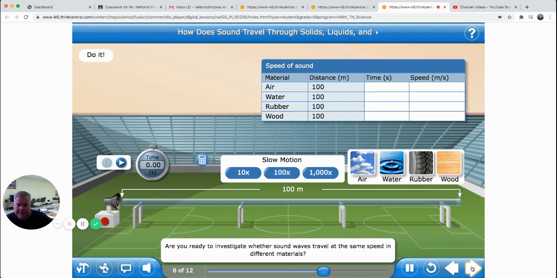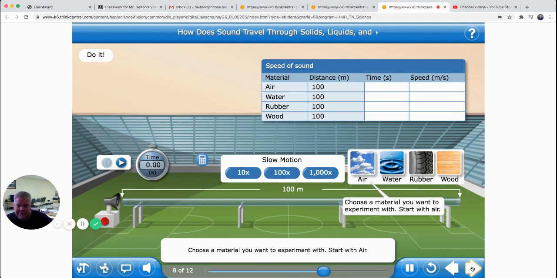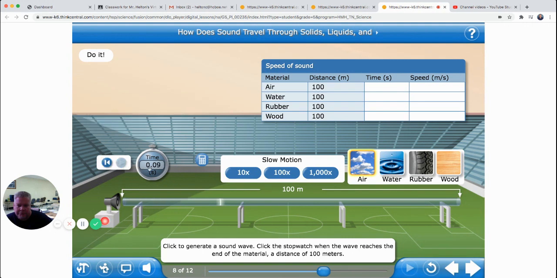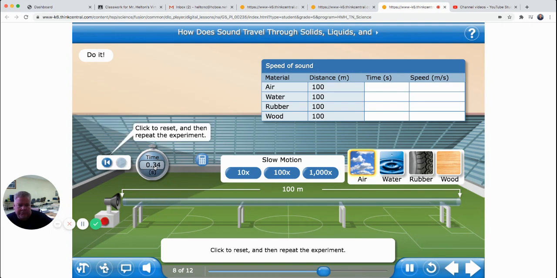Are you ready to investigate whether sound waves travel at the same speed in different materials? Yes. Do the experiment for each material in the list. Choose the material you want to experiment with. Start with air. Okay. Click to generate a sound wave. Click the stopwatch when the wave reaches the end of the material, a distance of 100 meters. Click to reset, and then repeat the experiment.